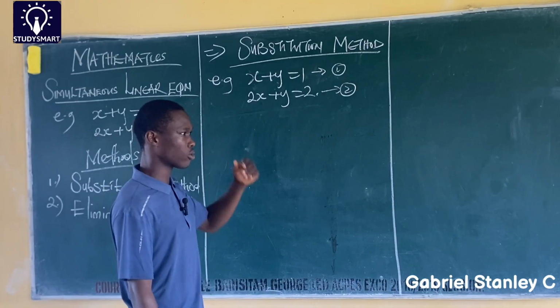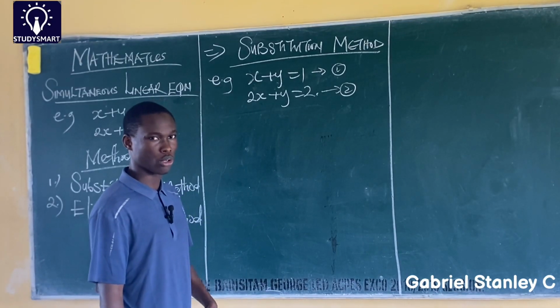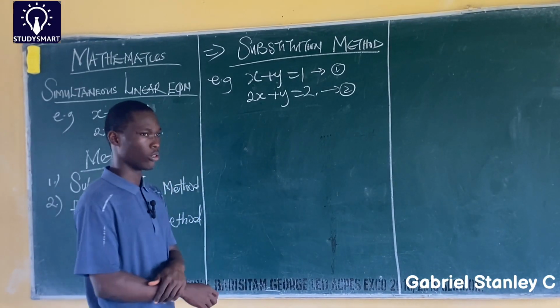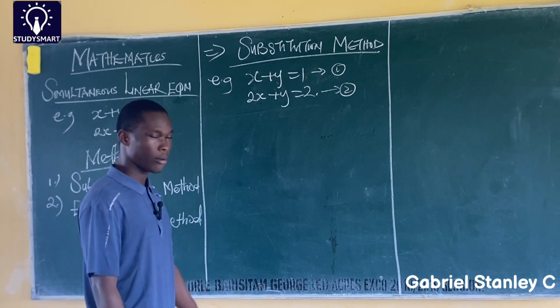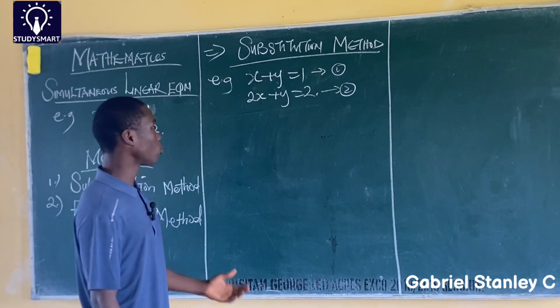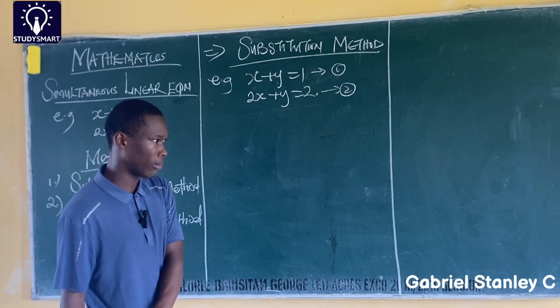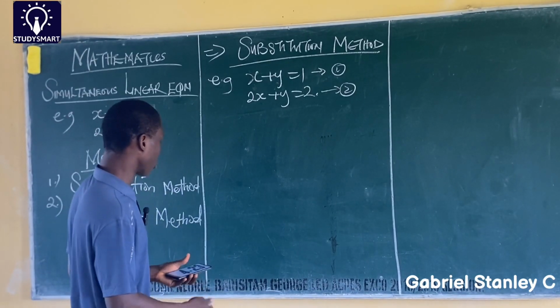So that's all about the substitution method of solving a simultaneous equation. We are going to take a sample problem under this method so we can illustrate what I'm talking about. We'll be taking some JAMB past questions here.